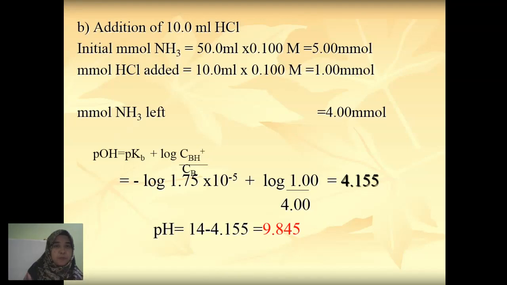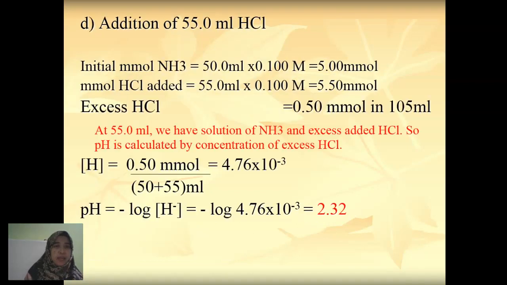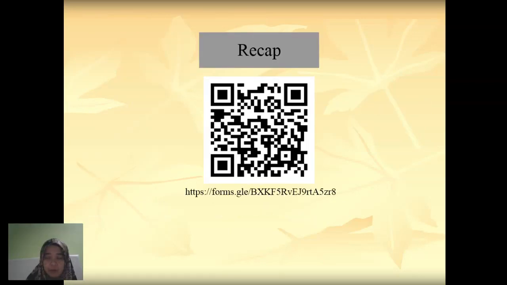Addition of 10 ml of HCl. Addition of 50 ml of titrant, where this is the equivalent point, the pH is 5.27. And finally, excess of the titrant, and the pH is 2.32. After collecting all the 4 points, you must be able to plot the titration curve as an exercise.